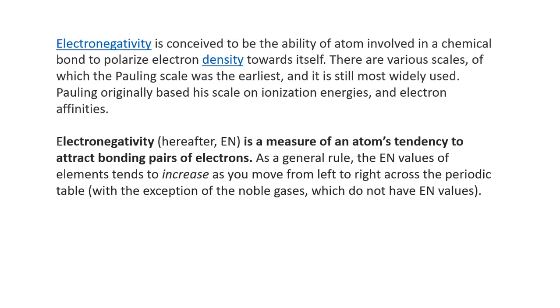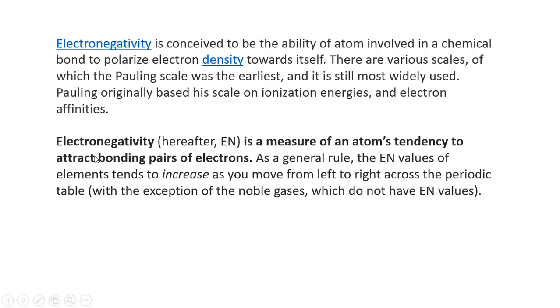So, electronegativity is conceived to be the ability of atoms involved in a chemical bond to polarize electrons, meaning attract electron density towards itself. There are various scales, and for our example, we're going to use the Pauling scale. This is the most common scale used by chemists to describe the electronegativity of a certain atom, and it's still the most widely used. Pauling originally based his scale on the ionization energies and electron affinities.